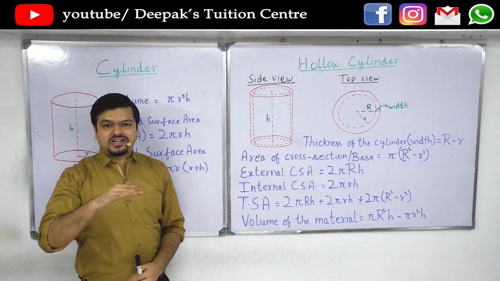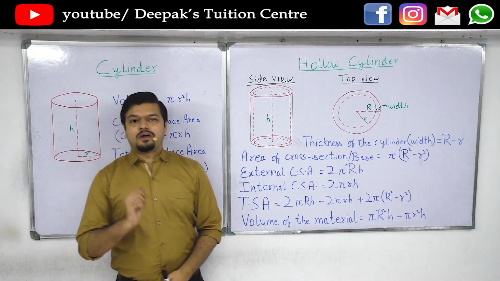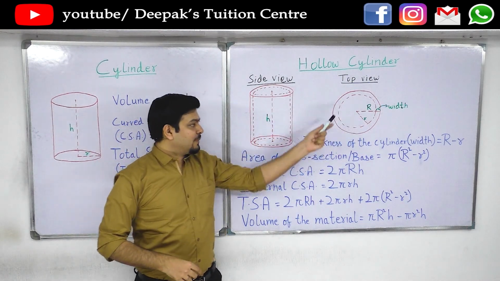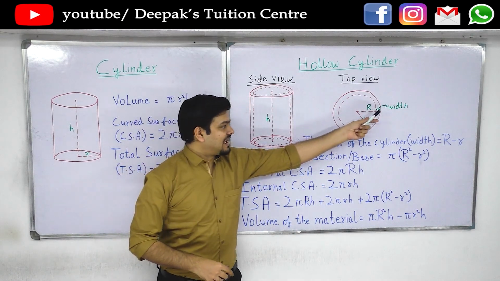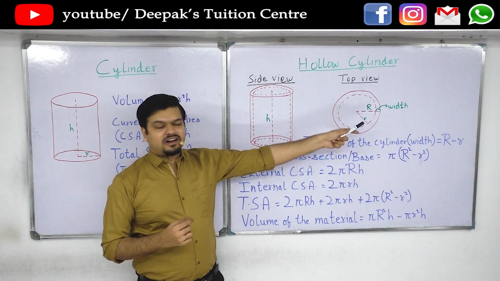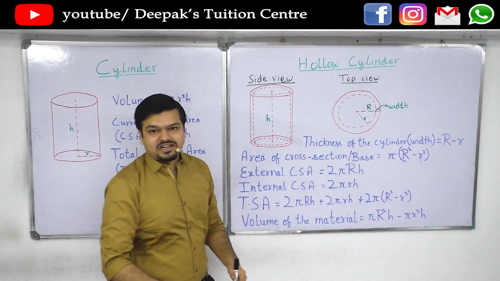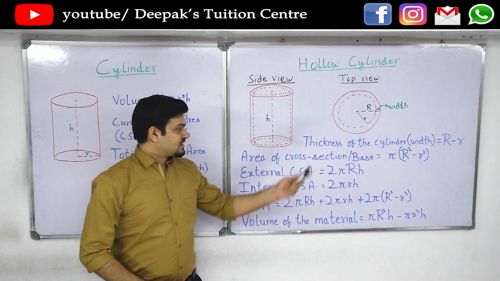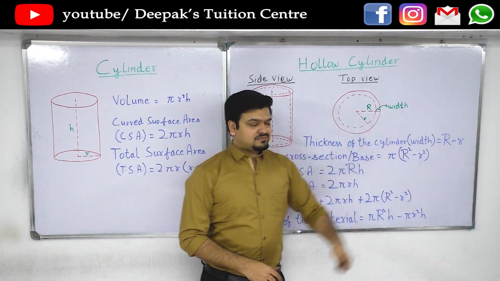The height, the external and internal height will be the same, but external and internal radius will not be the same. If you see a cylinder from top, you can see this top view. They are two concentric circles. The circles having the same center. Capital R represents the external radius and small r represents the internal radius. And this gap that is here is called the width. Width of the circle is width of the cylinder. That could be given in the question. So thickness of the cylinder, that is width, is capital R minus small r.